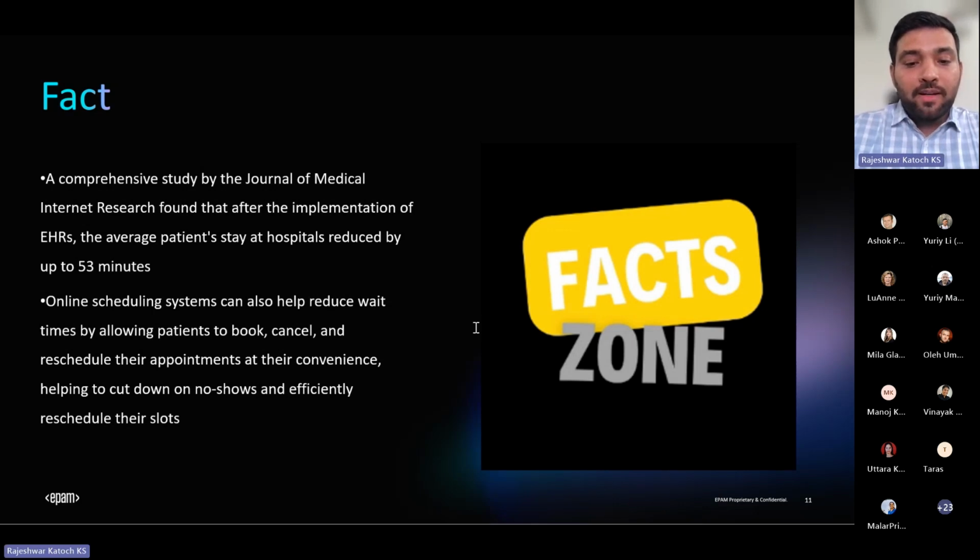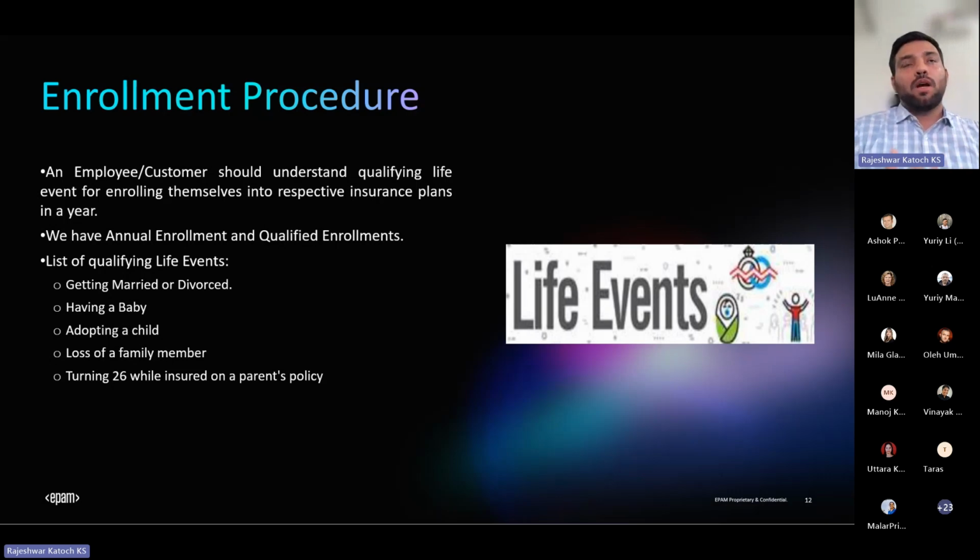So this is one of the facts. And yeah, so I was just explaining about healthcare administration, like how people manage the areas of how to provide services to the members who are admitted to the hospitals. So at the back end, how the IT system does the processes to make all these overview areas simple. So we have the enrollment procedures.